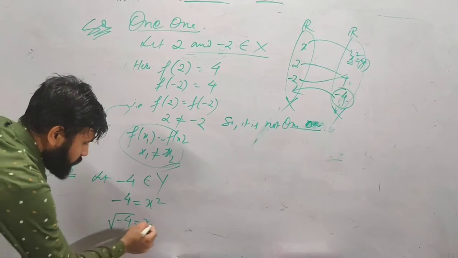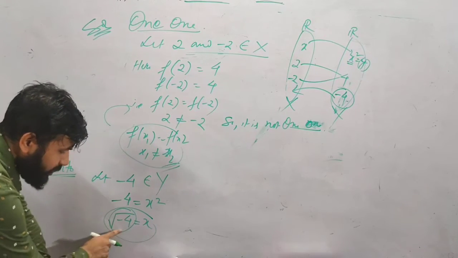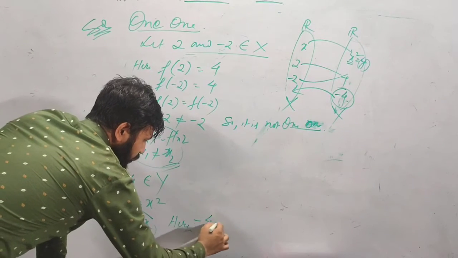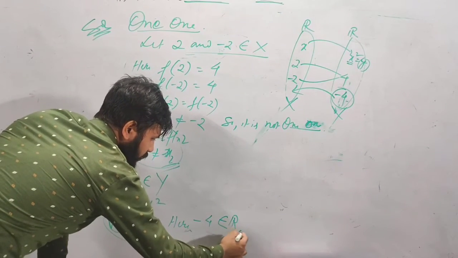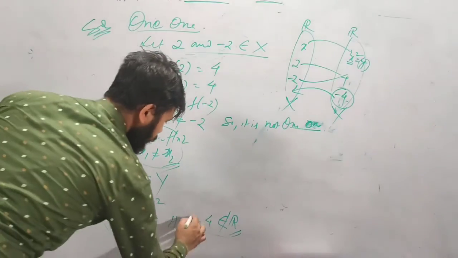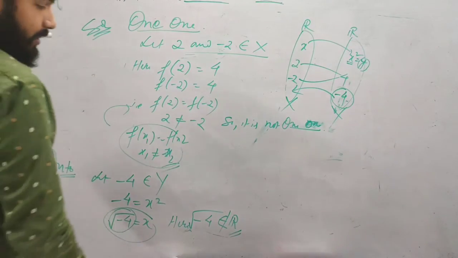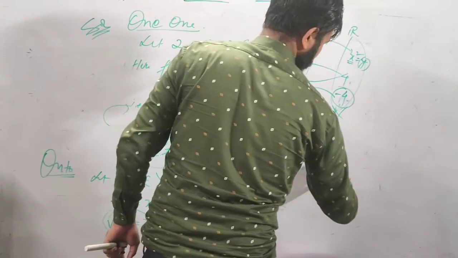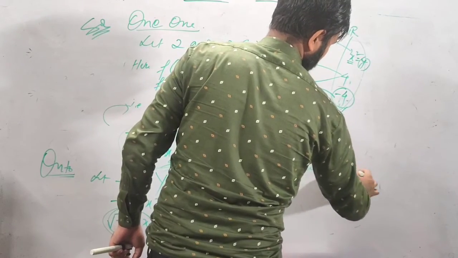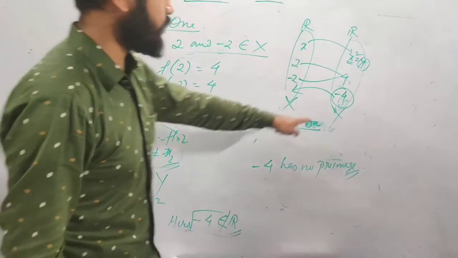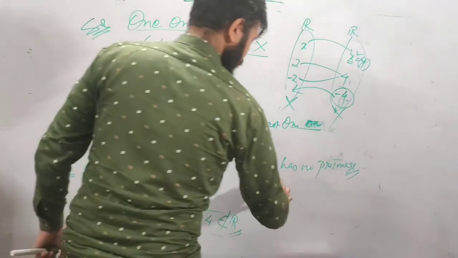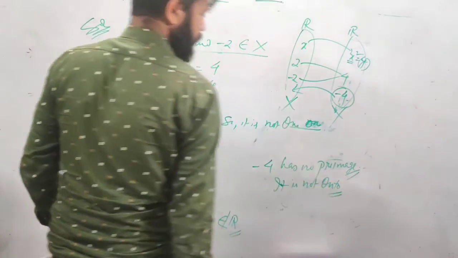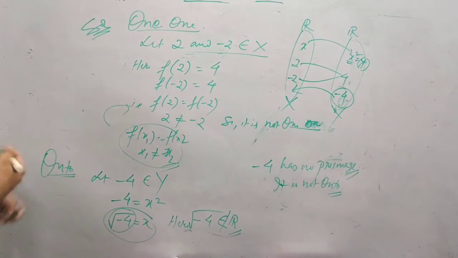Oh my god. Is it possible? What is this number? It is not a real number. It is an imaginary number. So we can say that root of minus 4 does not belong to the real numbers. So we can say that minus 4 has no pre-image. Minus 4 has no pre-image. So it is not onto. It is a special case. Very nice, interesting point.